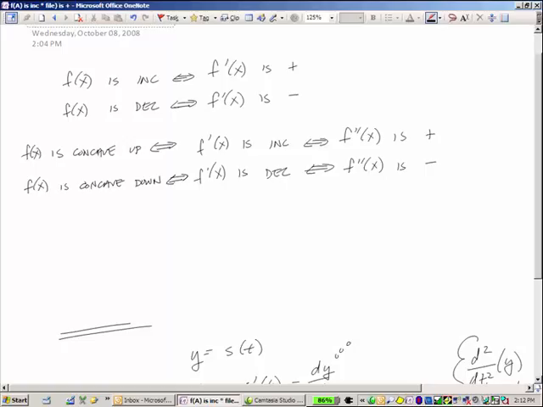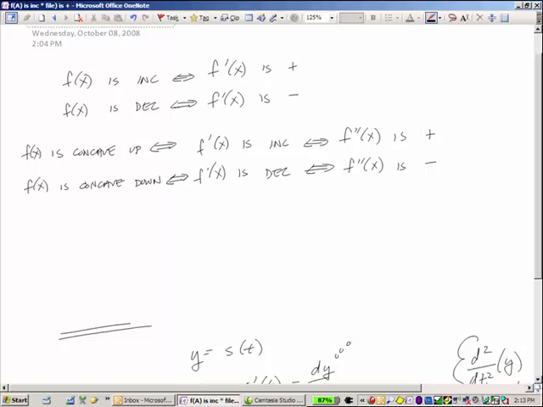So here are all the relationships that you're responsible for, and some of these you already knew. Some of them we developed today. You knew the first two, that function increasing correlates to the derivative being positive. As of yesterday, you actually knew that if the derivative was increasing, the function was concave up. But now we've added what that means about the second derivative. So if the second derivative is positive, it means the first derivative is increasing.